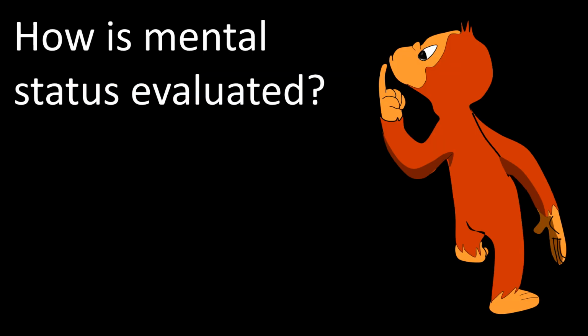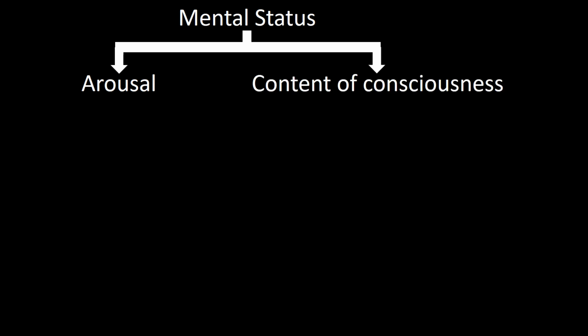How is mental status evaluated? Mental status examination tests consciousness. Consciousness has two components: arousal and content of consciousness. They are both tested. The evaluation of arousal is usually done while taking the general history and summarized right at the beginning of the general examination report by stating that the patient is alert.